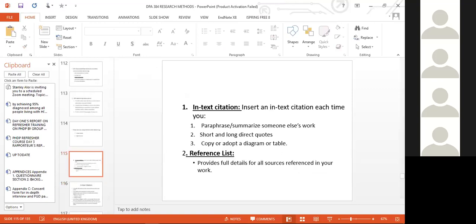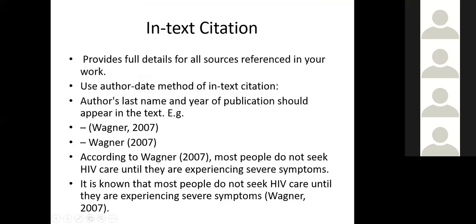So if you look at the in-text citation, as we have seen in that, it also provides full details for all sources referenced in your work. And normally we use what? The author-date method of in-text citation. That is, you bring the name of the author. The author is the writer of the article or the books that you are using. And then you also add the year that they published that particular article.